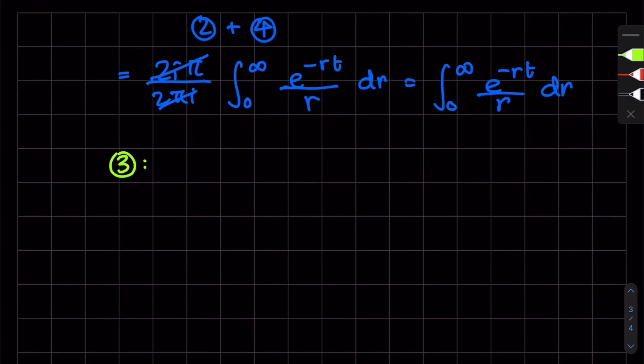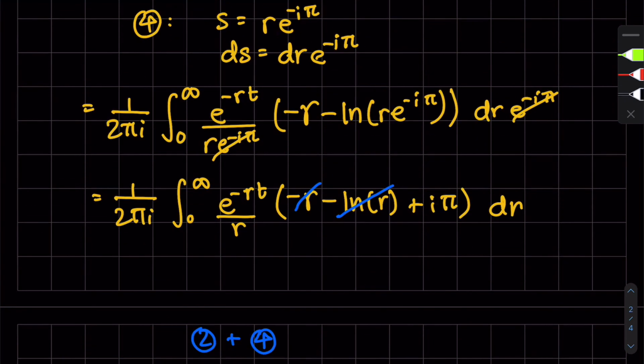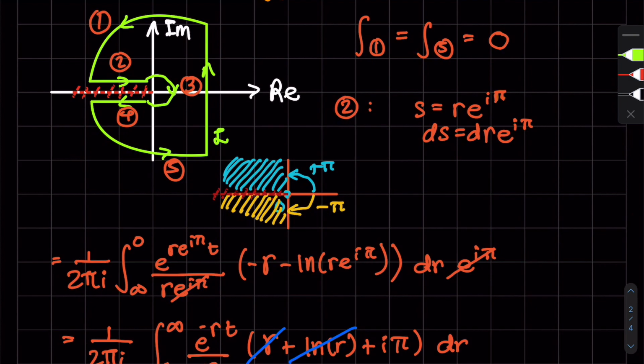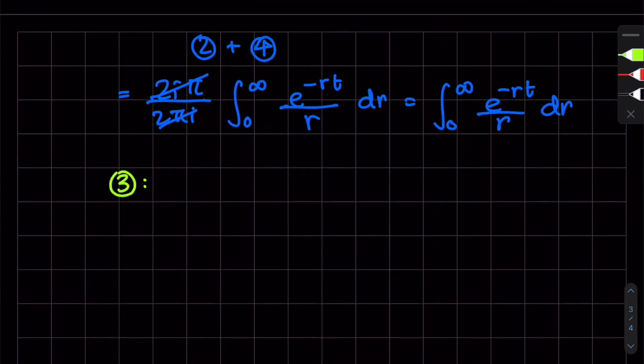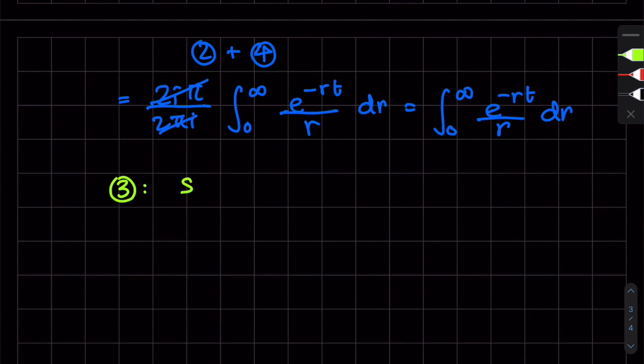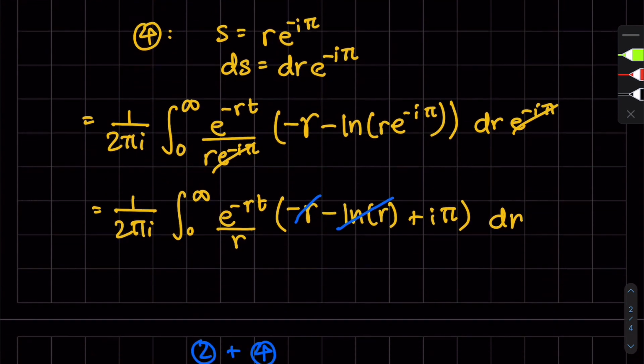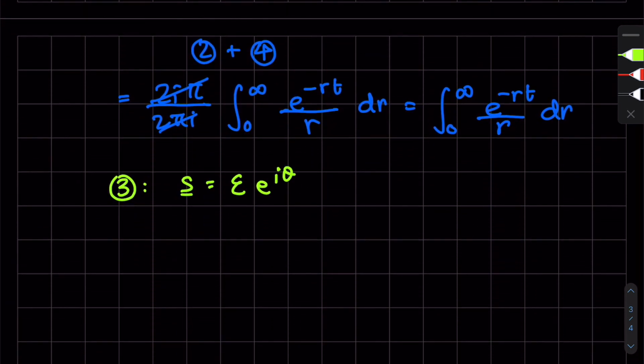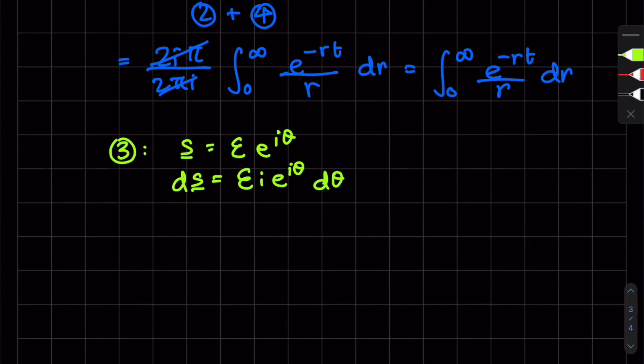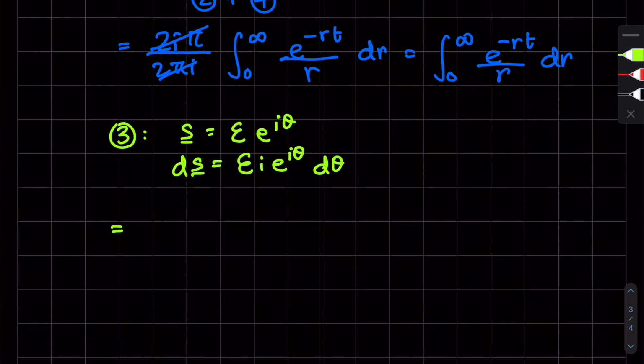Okay, so now we have to parameterize part 3. Part 3, segment 3 is a circle. So only thing that's changing here is the theta, the phase. The radius is relatively constant, and as convention dictates, we're going to call it epsilon, e to the I theta. We had a dr before because the radius or the magnitude was changing, the phase was constant on those horizontal segments. Now our theta is going to change while epsilon is going to be constant. So ds is just going to be epsilon I e to the I theta d theta. Okay, so all we have to do is just plug this in.